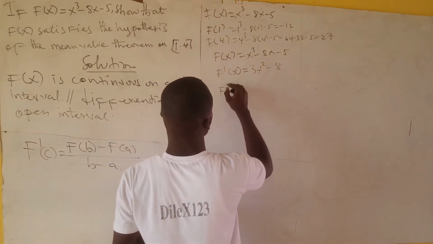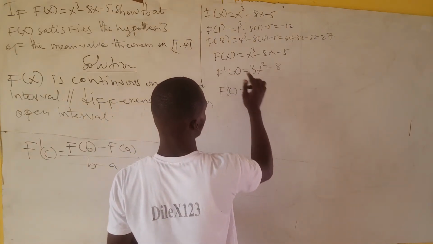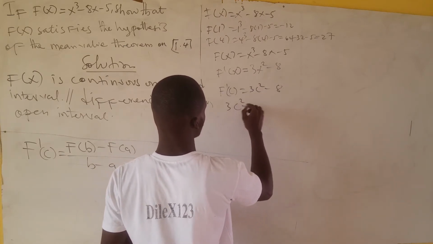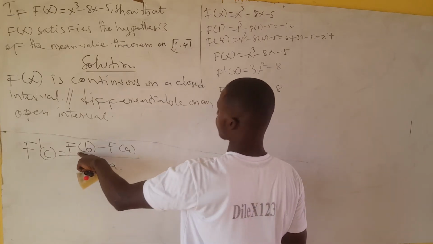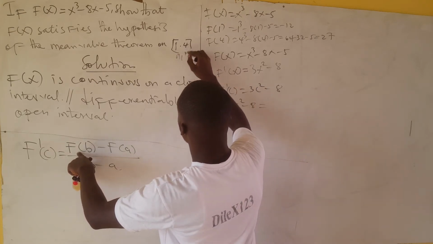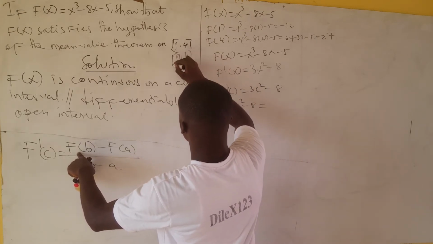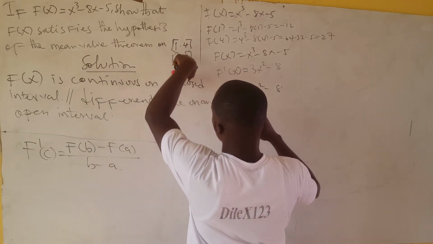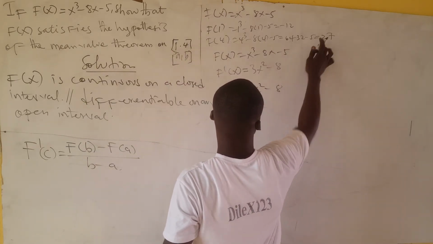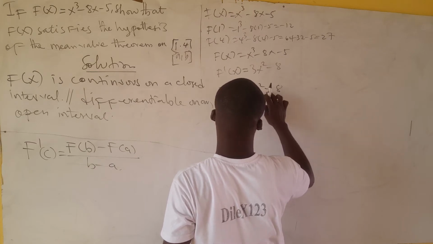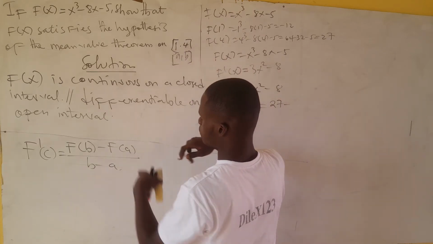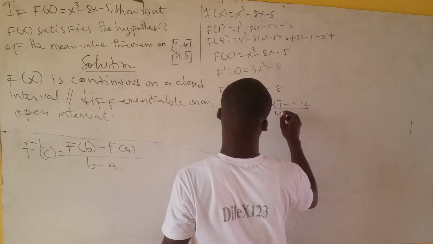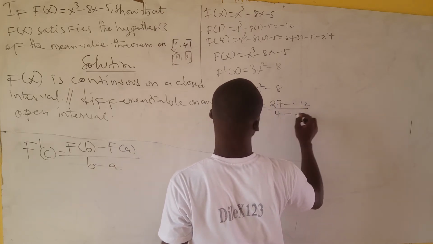So f prime of c, from here, we just fix c into this. So 3c squared minus 8 is equal to f of b minus f of a over b minus a. So this is our a and this is our b. Okay, it's a closed interval, so our f of b will be the one with the 4. That is 27, minus f of a, and f of a is our 1. That's minus 4. All over 4 minus 1.